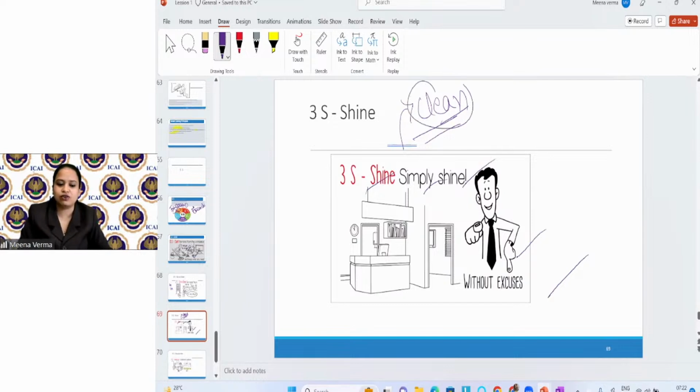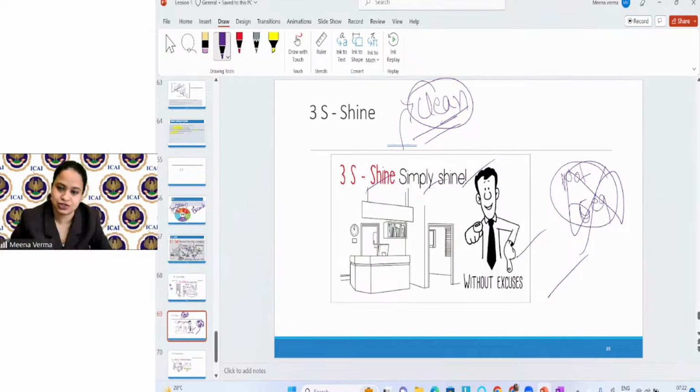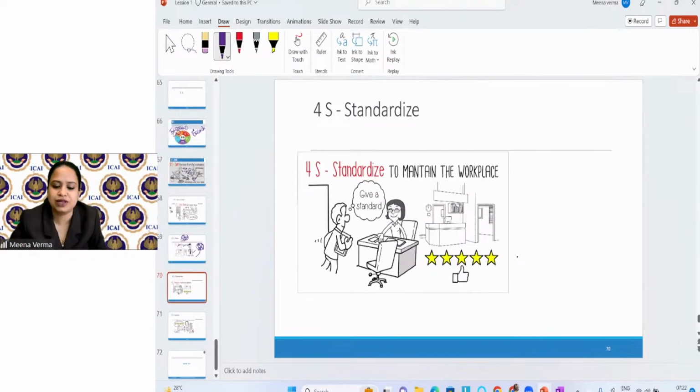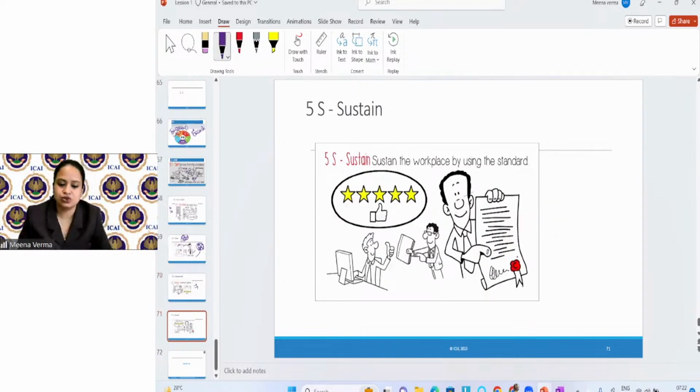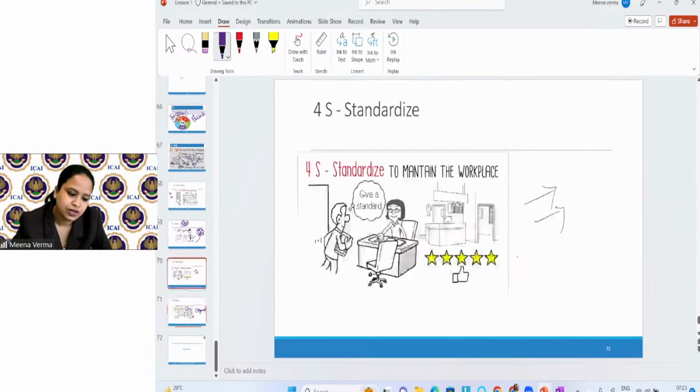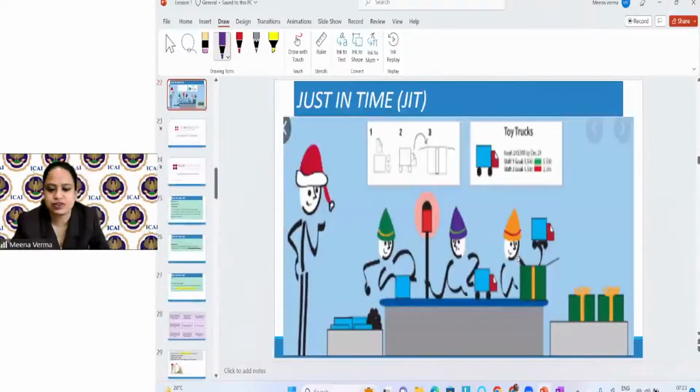Because if you regularly clean, obviously you will identify everything which is not required. If you clean your place, you will immediately find anything not required, and you can remove it and keep only the things which are required in the organization. So these are the steps. Then we will make the standard to be maintained in the organization. We follow them and we sustain it so that our organization always remains organized. We always want an organized workplace. So this is what we have learned in the last session, 5S methodology.